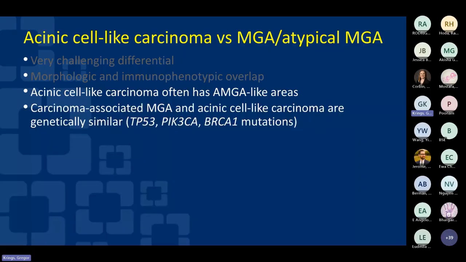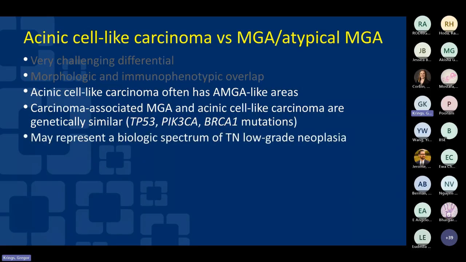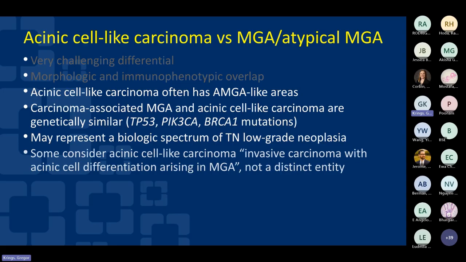And in fact, genetically, it's been shown that carcinoma-associated MGA and actinic cell-like carcinomas are genetically very similar, in particular having frequent P53 mutations. And so this may in fact represent a biologic spectrum of triple-negative low-grade neoplasia from MGA all the way through actinic cell-like carcinoma. But again, others have interpreted this data differently, suggesting that these are just invasive carcinomas arising in the background of MGA.